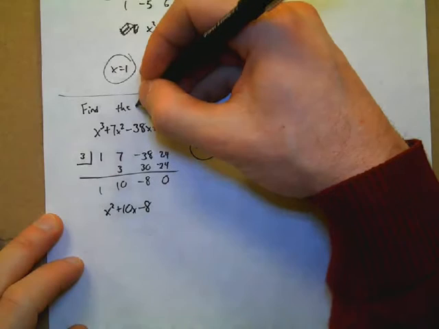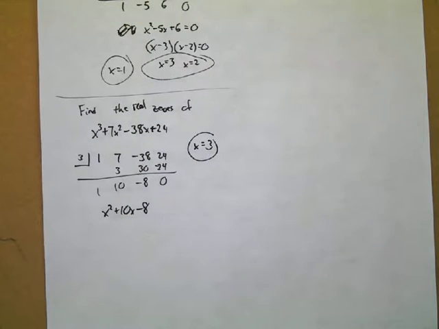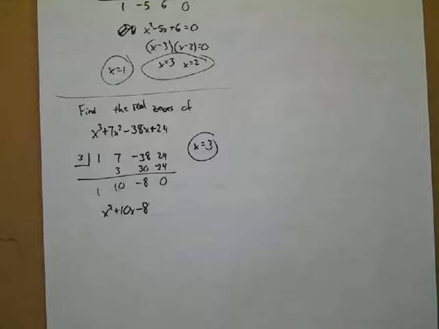So we have a rational zero here of 3, but are there any irrational zeros here? And if so, how could we find them? So does this thing factor? Does x squared plus 10x minus 8 factor? No. So what can we do to maybe find some irrational zeros here?